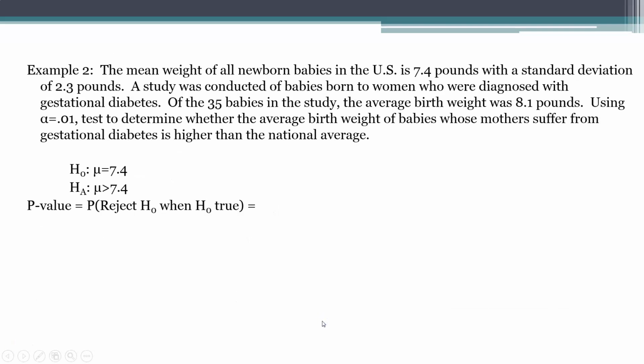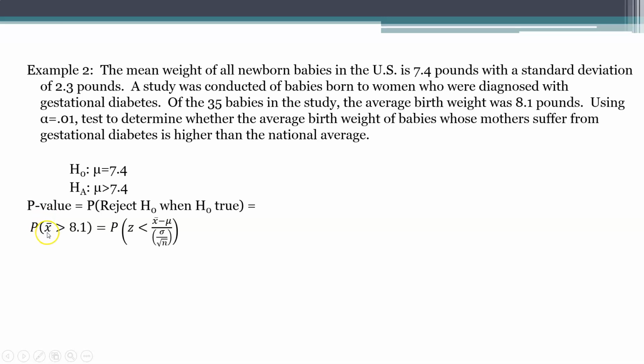Let's look at the second example. In the second example, we wanted to see if the average birth weight of babies whose mothers had gestational diabetes was higher than 7.4 pounds. So to find that p-value, again, that's the probability, assuming H0 is true, so assuming mu is equal to 7.4, the probability that we get a sample mean at least as large, because it's greater than, as 8.1 pounds.